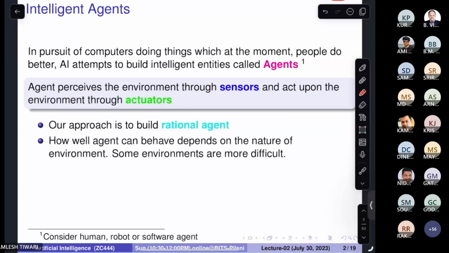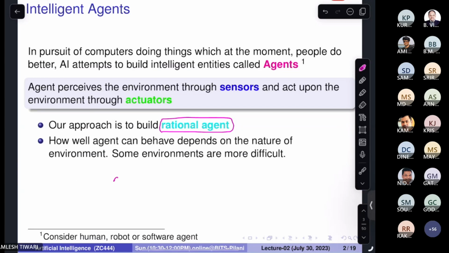Our understanding is this, that our agent is actually a rational agent. What do I mean by this? Again, it's a very important concept that we have touched on in the last class also. So a rational agent means what? Let me take another example.